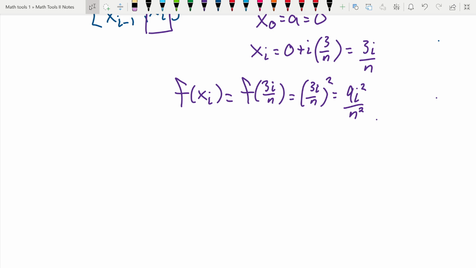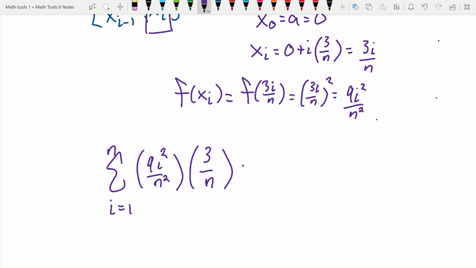So this is going to be the sum from i equals 1 to n of 9i squared over n squared times 3 over n. Okay, and if we go ahead and just write that out, we're just looking at the summation part first, just to simplify it. Then we'll take the limit. So this is going to be 27i squared over n to the third. Okay.